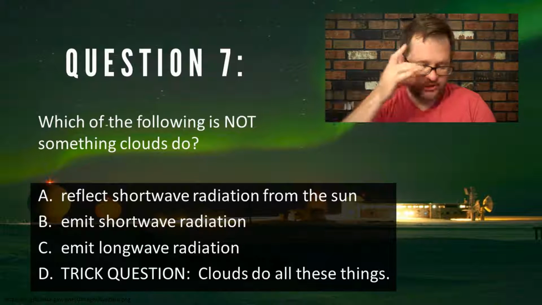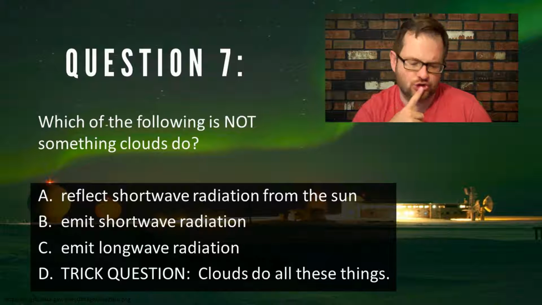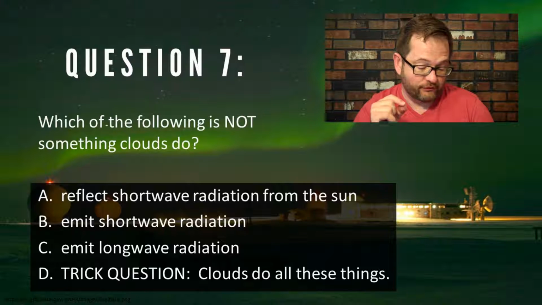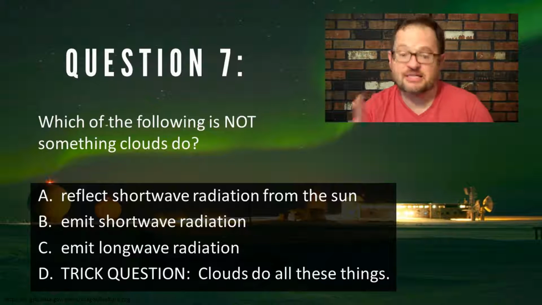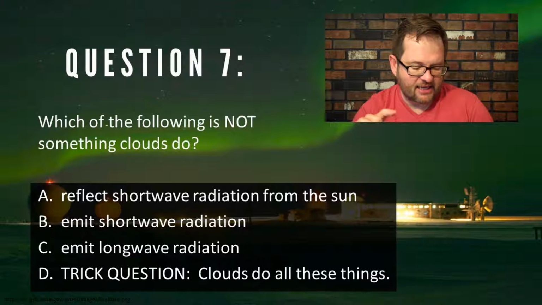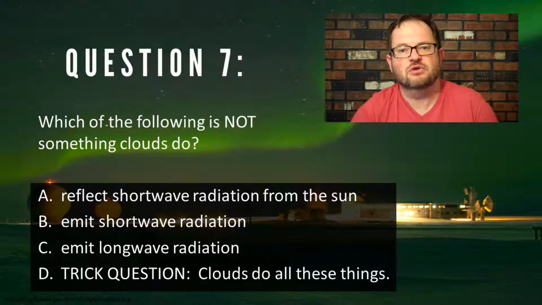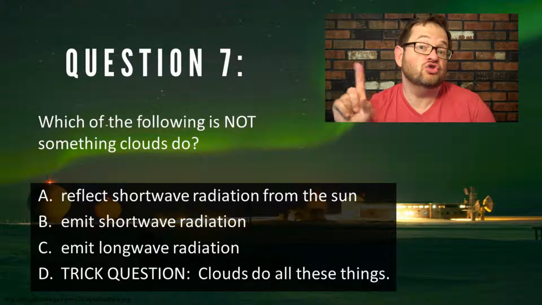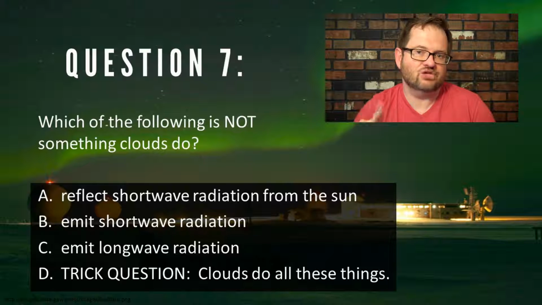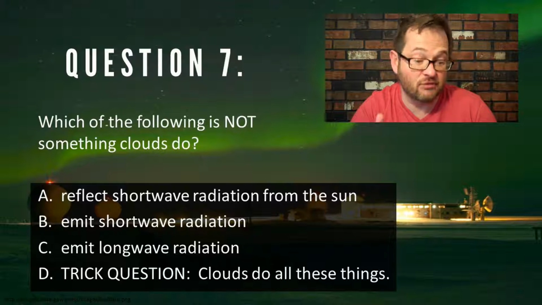Question 7. Which of the following is not something that clouds do? A. Clouds reflect shortwave radiation from the sun. B. Clouds emit shortwave radiation. C. Clouds emit long-wave radiation. Or D. Trick question, clouds do all those things. Which of these is something clouds don't do? Make a choice from those four options and get a little feedback before we move on to question 8.